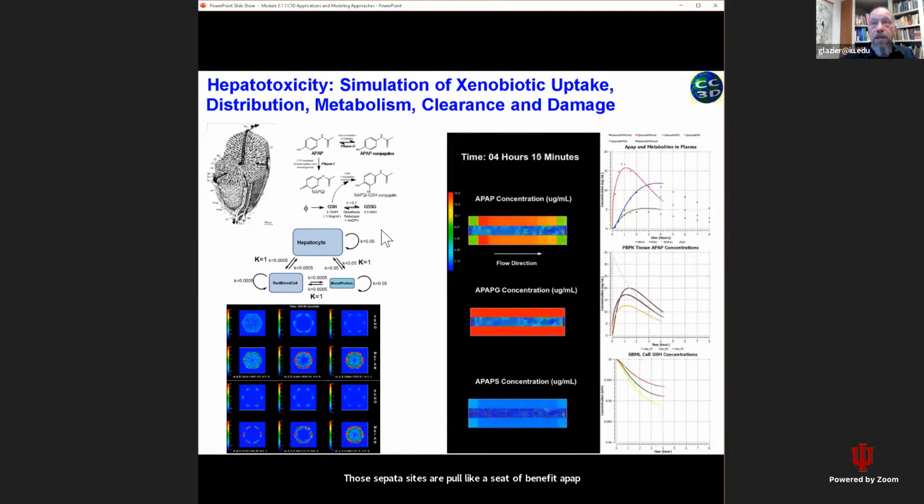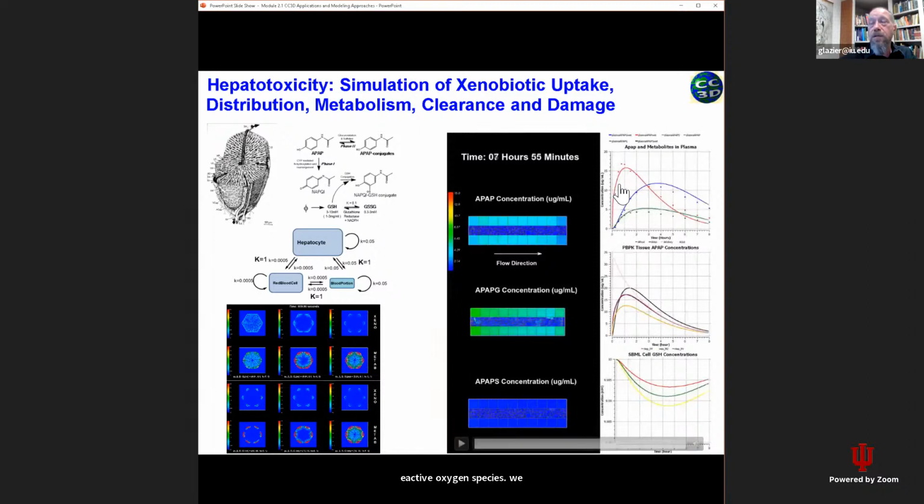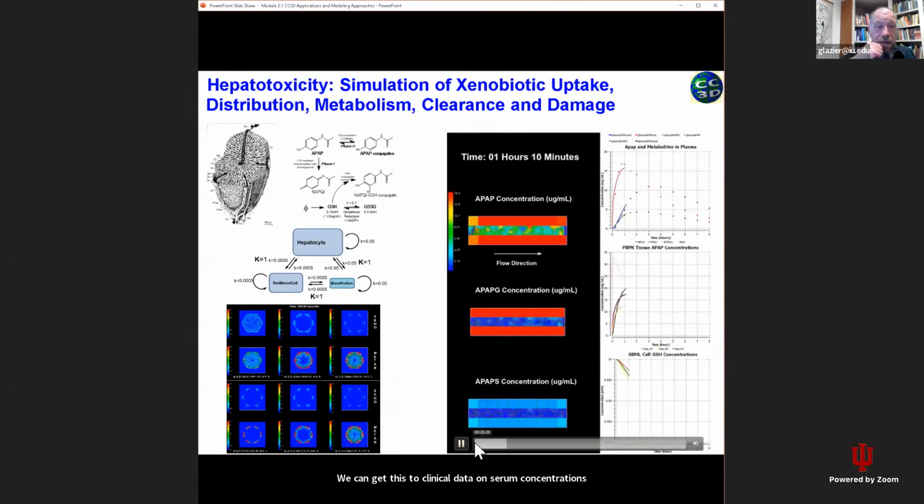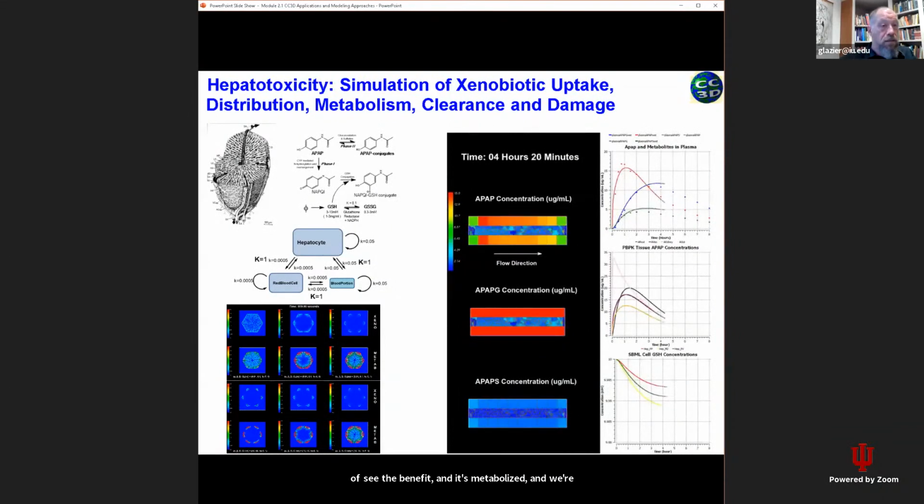They're metabolizing it into its byproducts, particular toxic byproduct called NAPQI. NAPQI binds glutathione, which is a buffer of reactive oxygen species. We can fit this to clinical data on serum concentrations of acetaminophen and its metabolites. And we're able to actually replicate pretty accurately what happens when you take acetaminophen and its dosing in the liver.